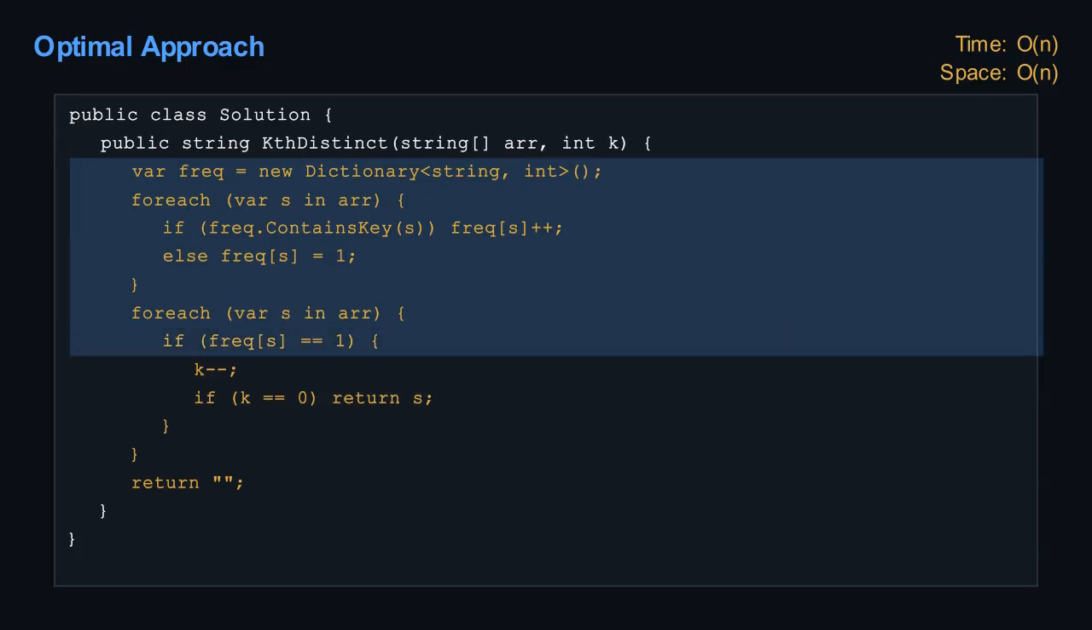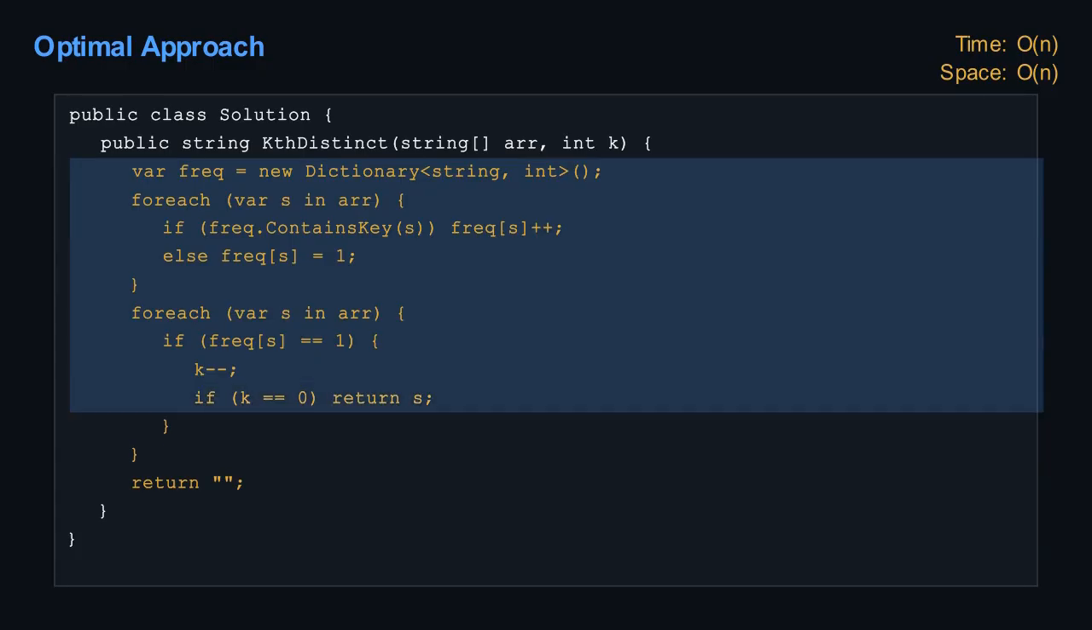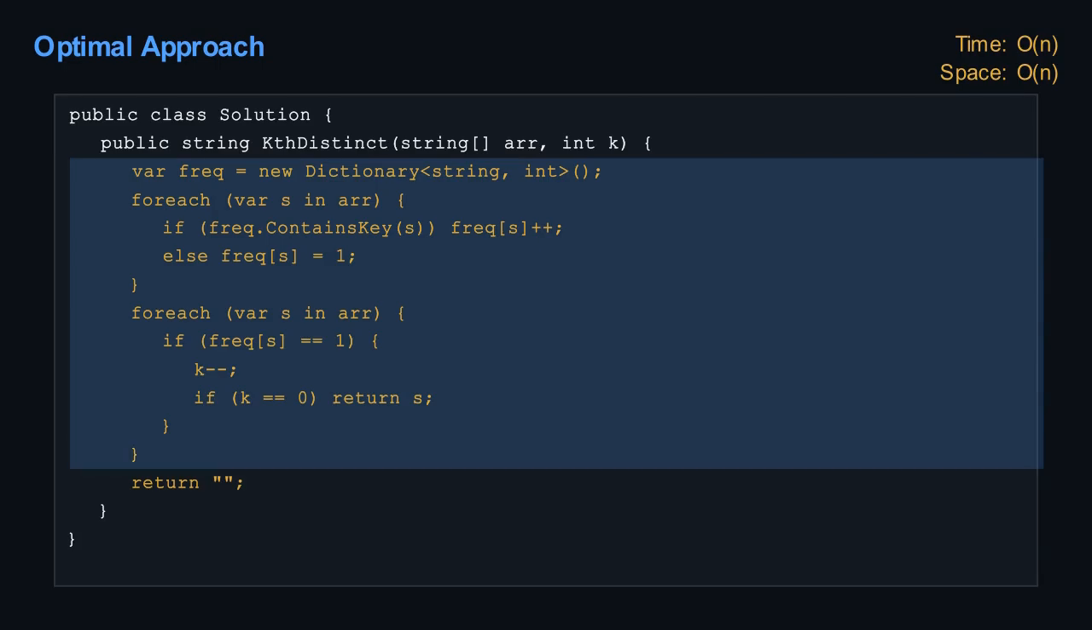Now, in a second pass, we iterate through the original array again. For each string, we look up its frequency in our map. If the frequency is 1, we know it's a distinct string. We then decrement k. When k finally reaches 0, we've found our Kth distinct string and can return it. If we finish both passes and k is still greater than 0, it means there weren't enough distinct strings, so we return an empty string.